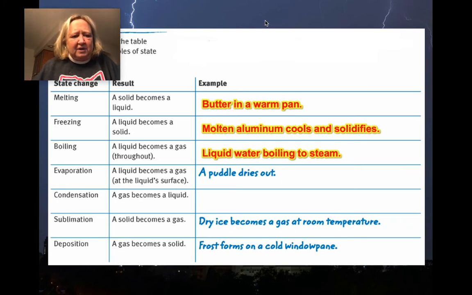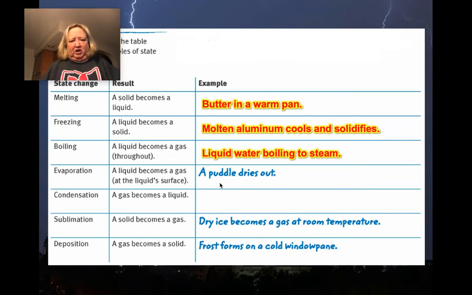Then there's also evaporation. That's when a liquid becomes a gas at the liquid surface. So it doesn't really bubble away. It turns into a gas right at the liquid. So that would be a puddle drying out. Like on Sunday, we had quite a bit of rain, so all those puddles dried up.